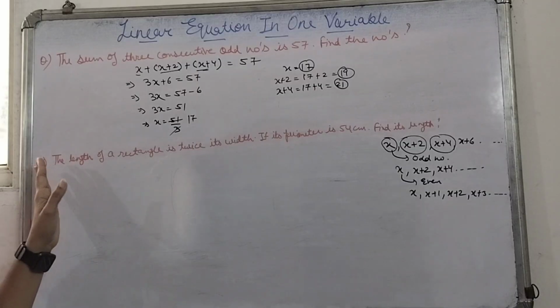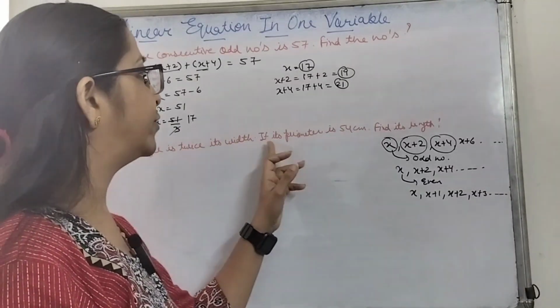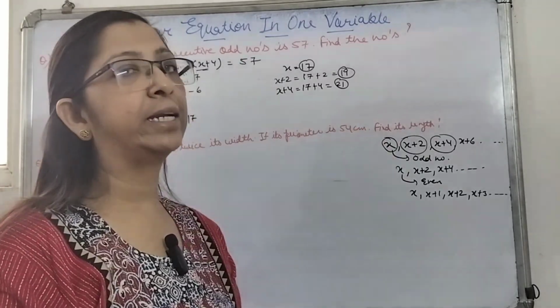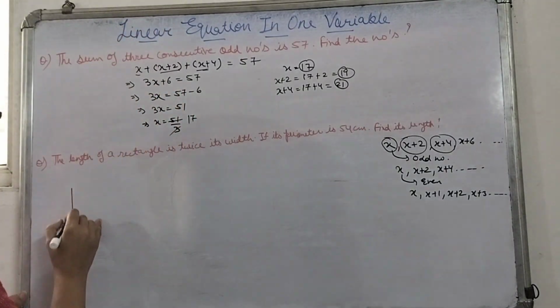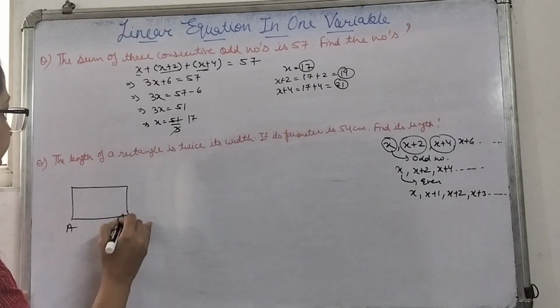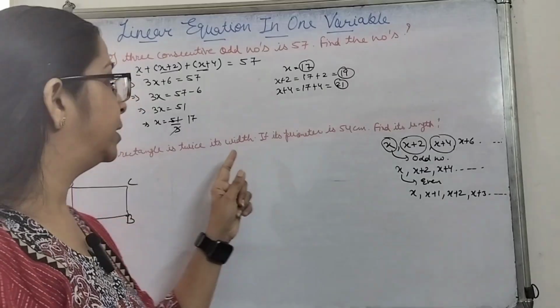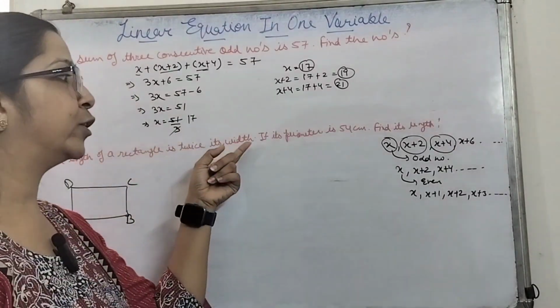Now the next question is, the length of a rectangle is twice its width. If its perimeter is 54, find its length. Suppose we take this as our rectangle, rectangle A, B, C, D. Length of a rectangle is twice its width. That means length depends upon the width.